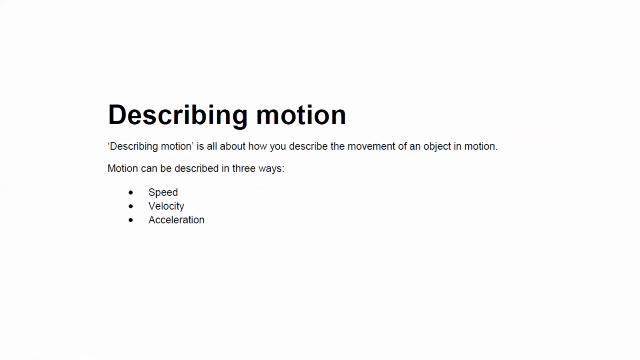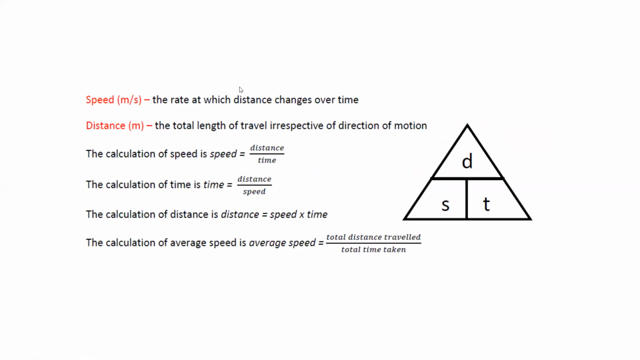So when we are describing a motion, a movement of an object, how can we describe it? We can describe the motion of an object in terms of speed, velocity, and acceleration. These are the terms normally used for describing motion. So what about speed? Speed is distance changing over time. So how much distance changes over a time, using that we can work out the speed.